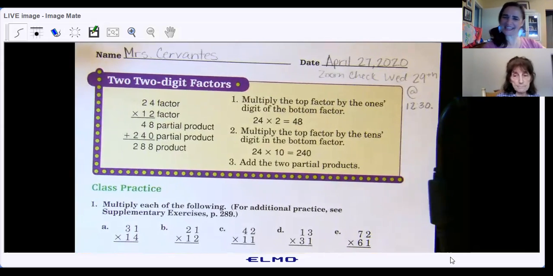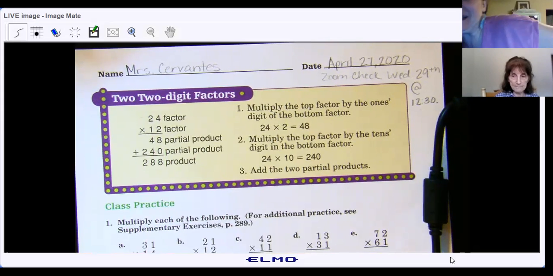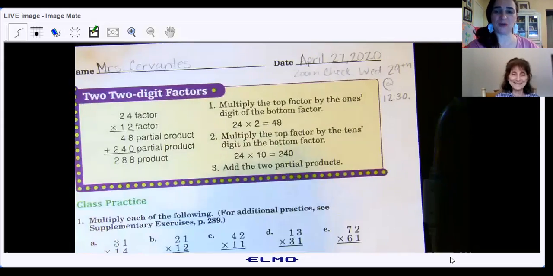Hold on just 1 second. Hi, baby. Sweet little interruptions. Sorry about that. Forgot to lock the door.